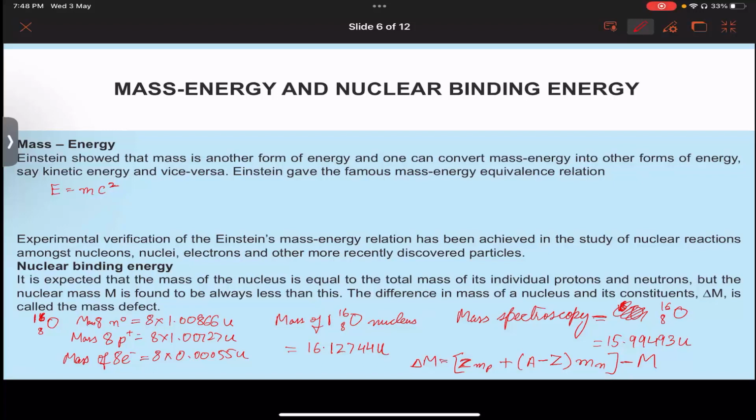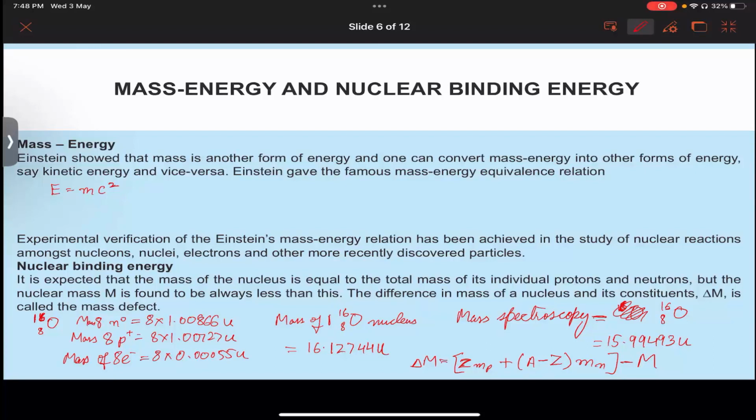But what is the understanding of this mass defect? It is there because Einstein's equivalence of mass and energy plays a role. Since the mass of the oxygen nucleus is less than the sum of the masses of its constituents, 8 protons and 8 neutrons in the unbound state, the equivalent energy of the oxygen nucleus is less than the sum of the equivalent energies of the constituents.